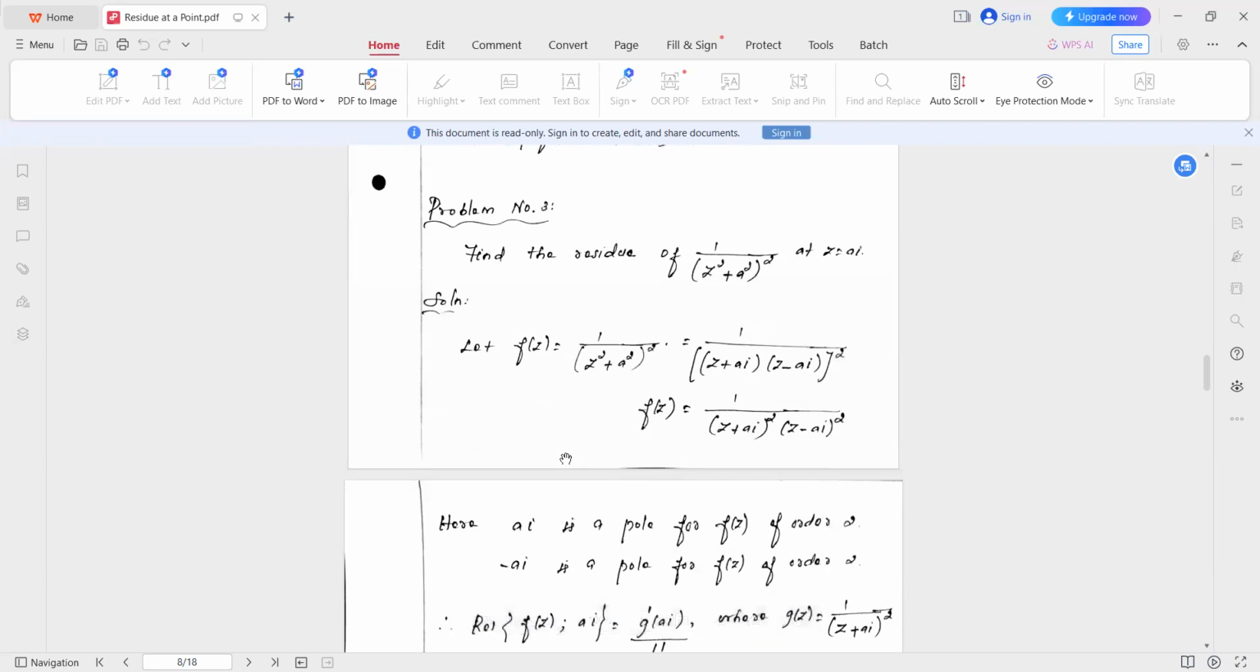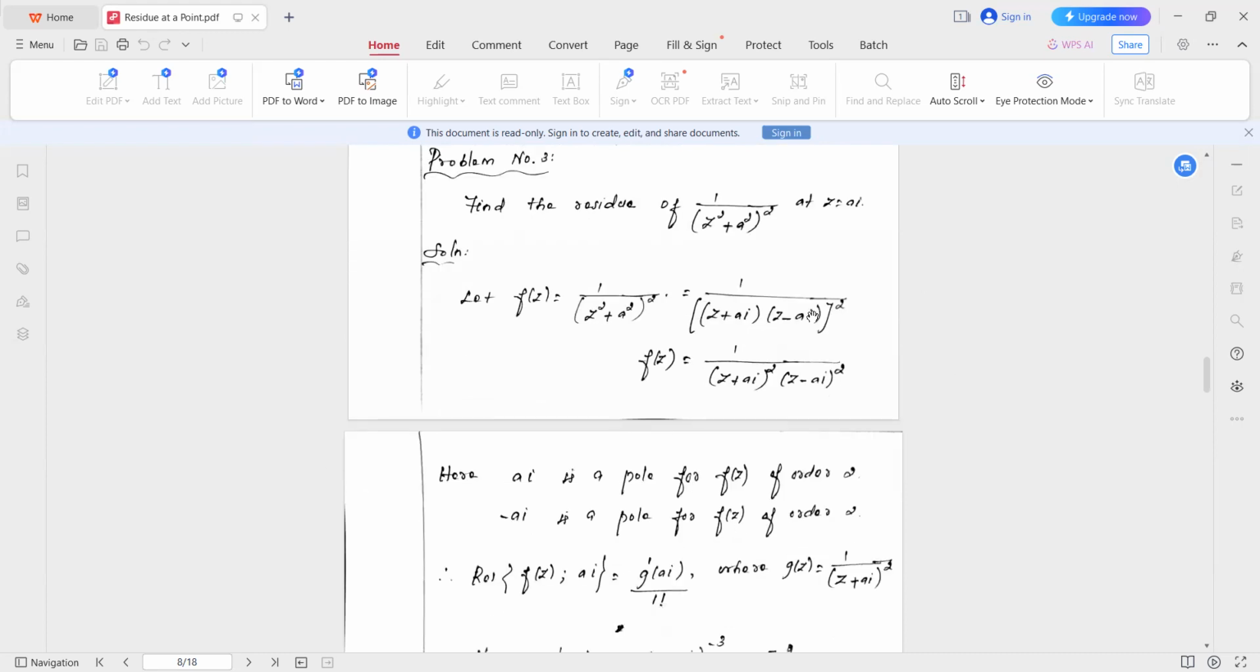So next problem, find the residue of 1 by (z square plus a square) the whole square at the point z equal to ai. Here they have mentioned the point where we have to find the residue. So they have given the point as z equal to ai.